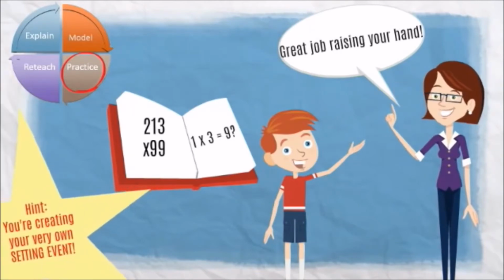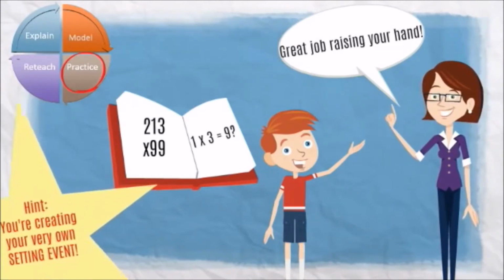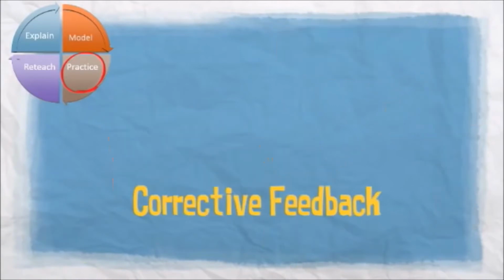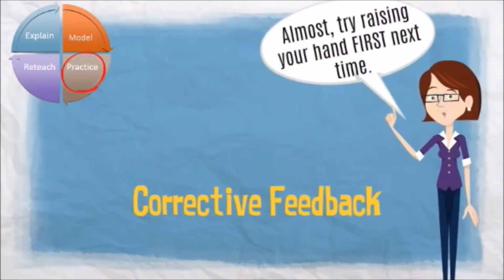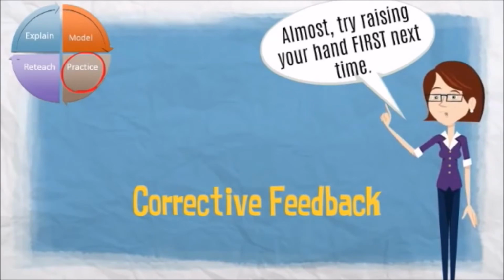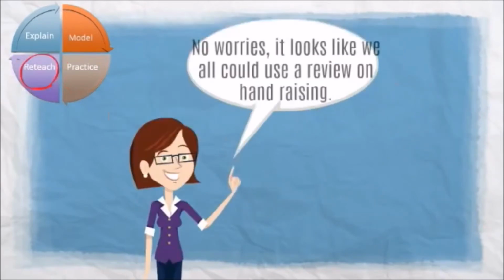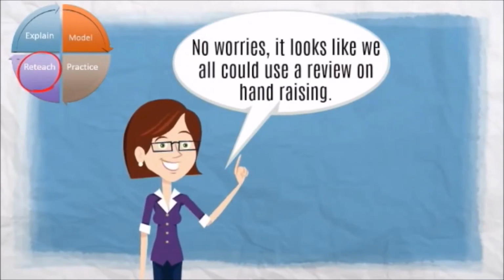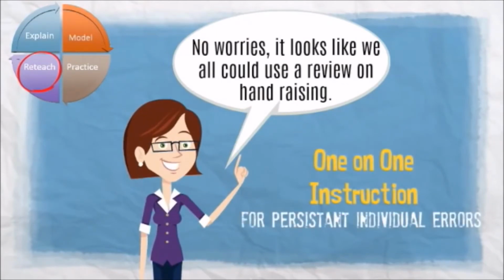When they do so, give them feedback that they're performing the skill correctly, or if they're not performing the skill correctly, make sure you give them some corrective feedback. If students seem to need more help, reteach hand raising to the whole group, and for students who make persistent errors, see if they might benefit from some one-on-one instruction.